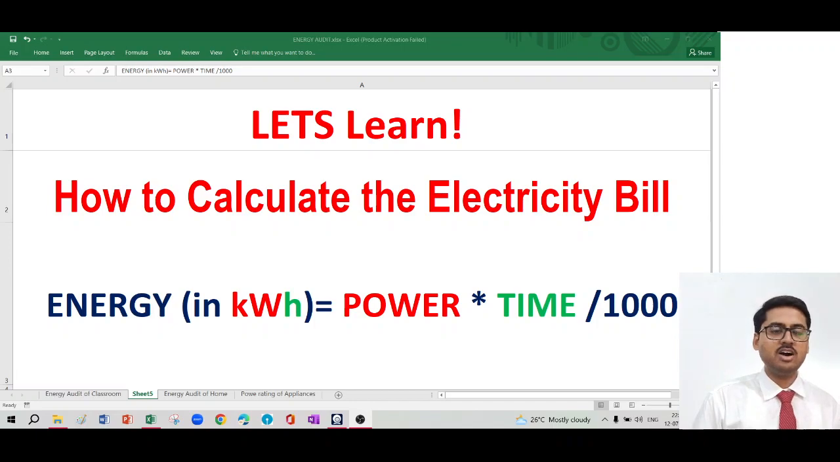Let's learn how to calculate the electricity bill so that you can do the energy audit of your home and you can have a better estimate of what the electricity bill could be every month. In order to find the electricity bill, you just need to know what electrical power is.